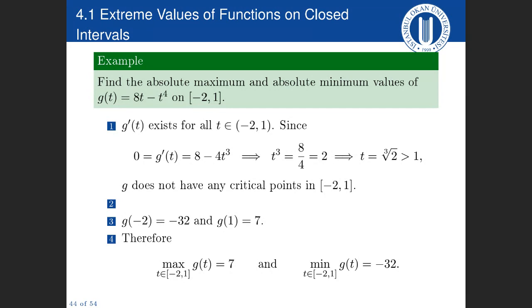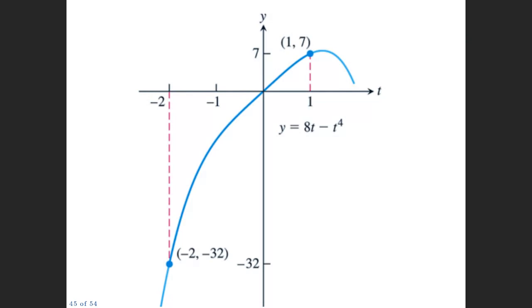And if I show you the graph of this function, remember we're only looking between -2 and 1. We can see from the graph the maximum is 7 and the minimum is -32.